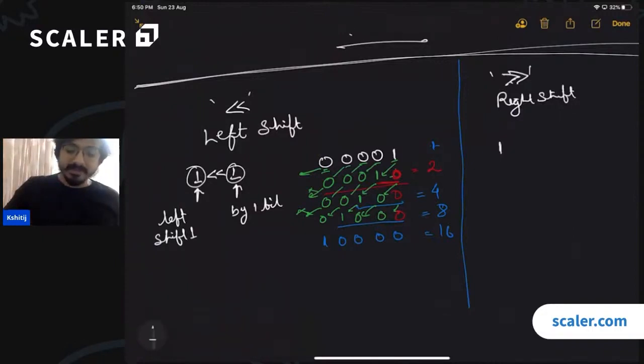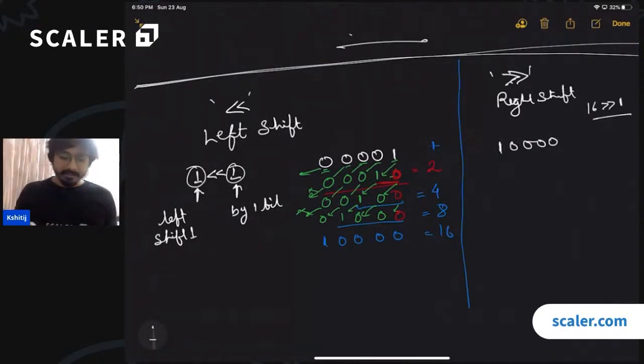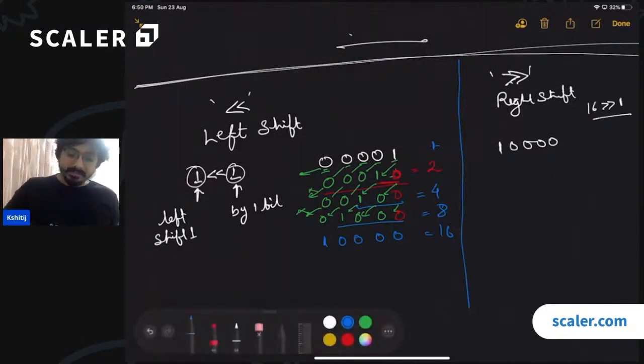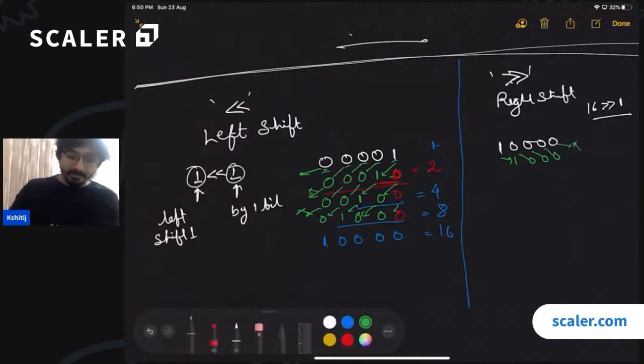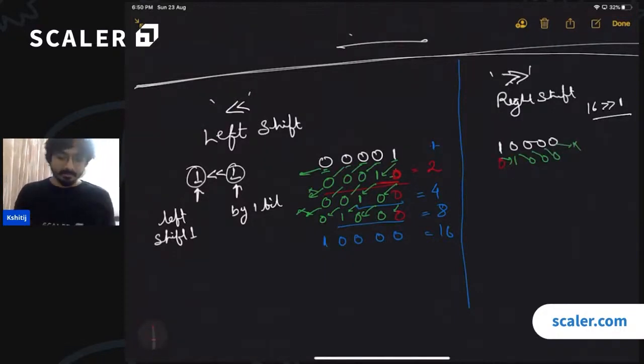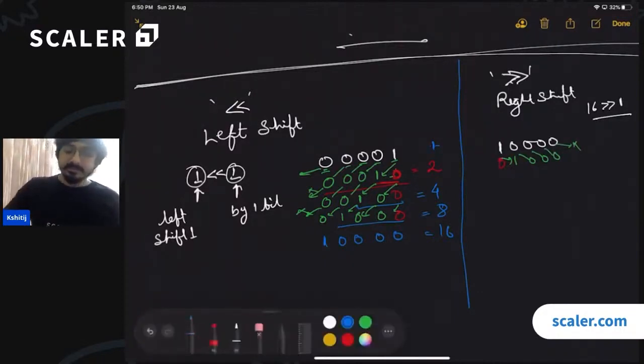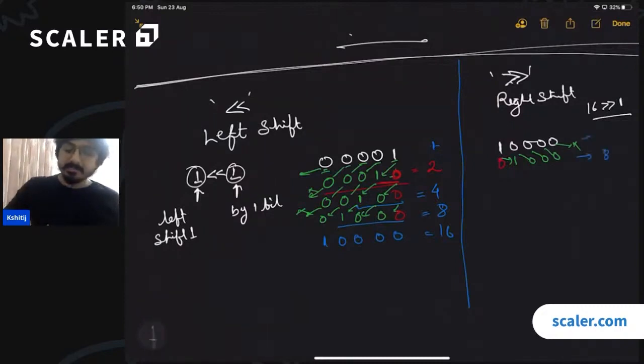For example, if you are starting from 16 and you are doing 16 right shifted by 1 bit, what will happen? All these bits will be shifted towards the right by 1 bit. So 1 comes here, 0 comes here, this 0 comes here, and then this 0 comes here. This 0 is gone, and in the left end you will be appending a 0. So what is this number? This number is nothing but 8. So initially you had 16, now you have 8, right?